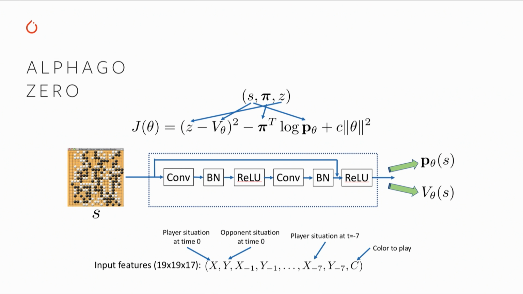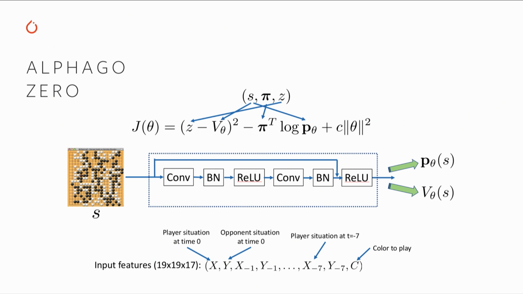And then the model update follows this objective function. You want to minimize the distance between the predicted value and the final reward, which is z. So this is the first term, z minus v theta. And you also want to minimize the KL divergence between the Monte Carlo tree search policy distribution and the predicted policy distribution from your network. And you have an additional term that is basically your regularization.